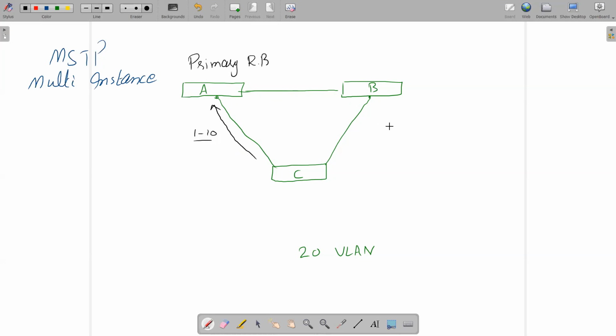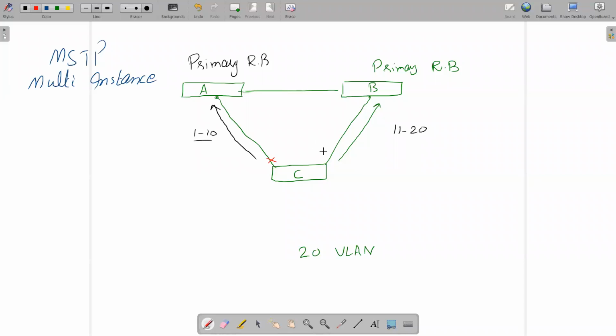And from 11 to 20, this link and this switch should act as a primary root bridge. What does that mean? Does that mean if this link goes down, all the traffic of VLAN 1 to 10 will be interrupted? No. As a backup, the traffic of VLAN 1 to 10 will use this link if this link goes down.